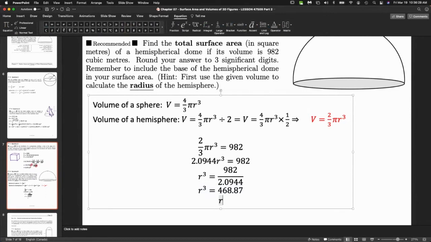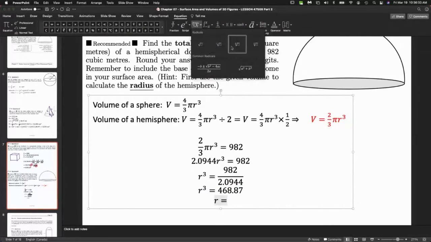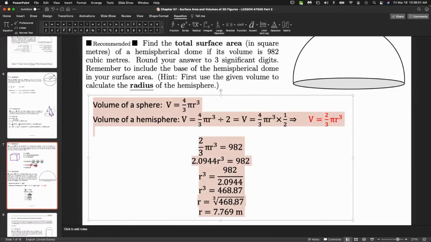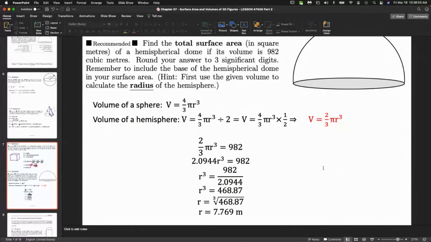So then r is equal to the cube root. So we got to bust out the cube root operator of 468.87, which is 7.769 meters. And there you have it, my friends. We have achieved the radius for this question.